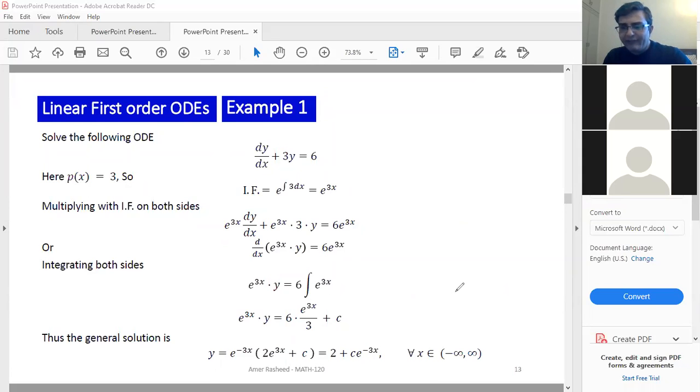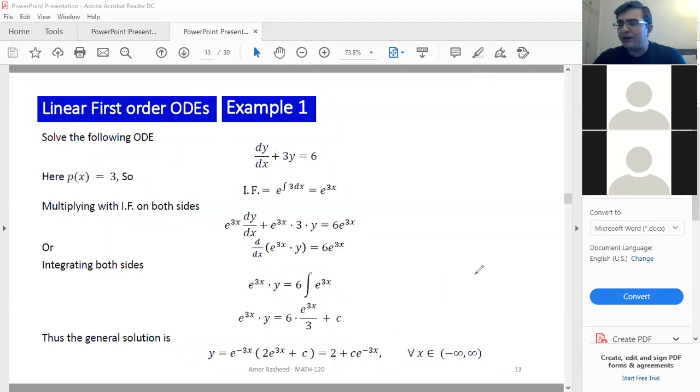There's a question about the validity of the answer. Yes, this answer is valid. It is not undefined for any value of x, because exponential functions are always defined. They cannot become infinity. So this function is valid for all values of x. We can say that this solution is valid for all values of x in R, or valid on R.